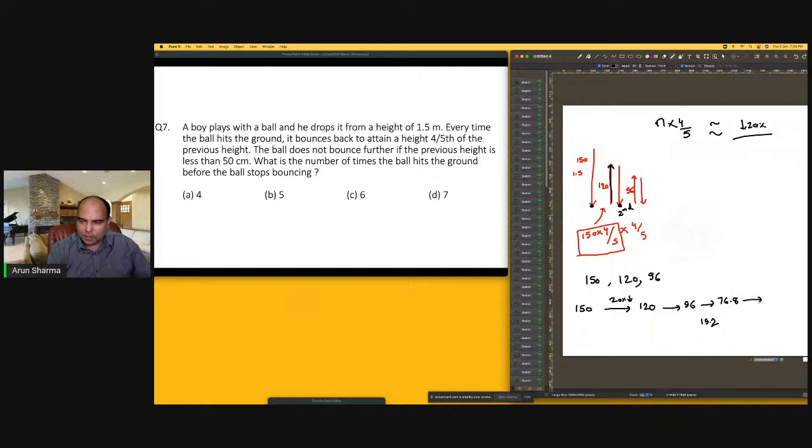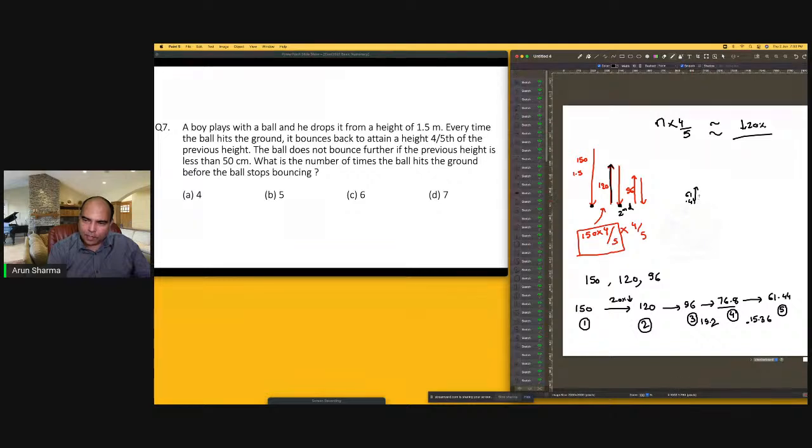Another 20% here. So I've got my first drop of 150, my second drop of 120, my third drop of 96, my fourth drop of 76.8, and my fifth drop of 61.44, which means a 20% subtraction on 76.8. That's my fifth bounce. After that, it's going to bounce back by 61.44.